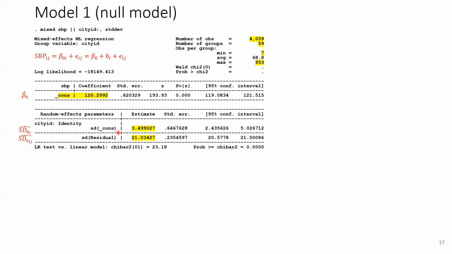And there are two more outputs here. The first one shows the estimated standard deviation for the random intercept and the estimated standard deviation for the residual. And what do they mean?